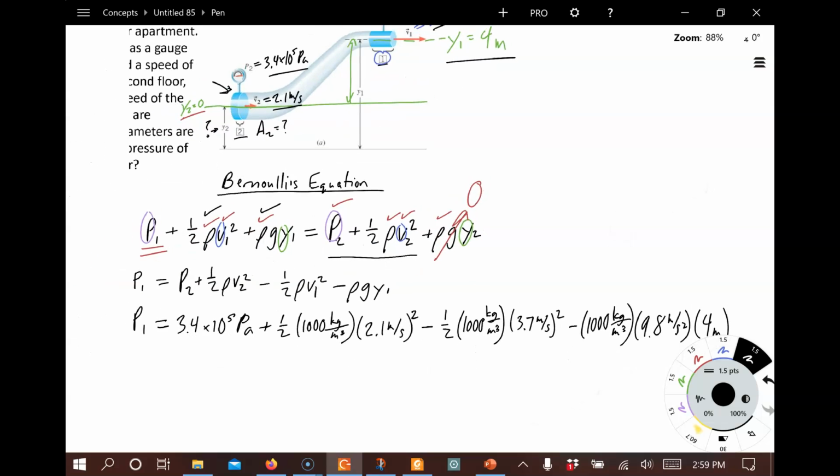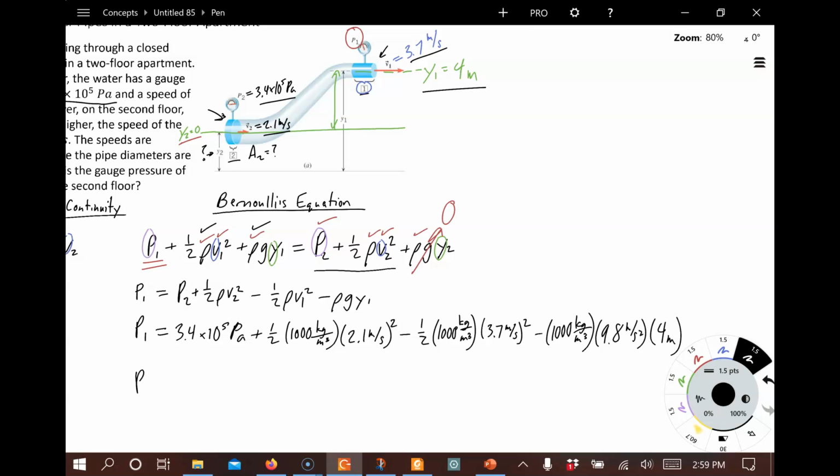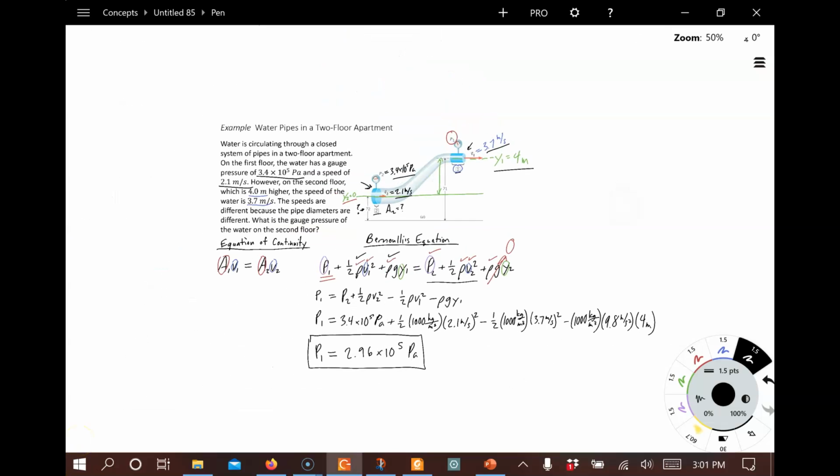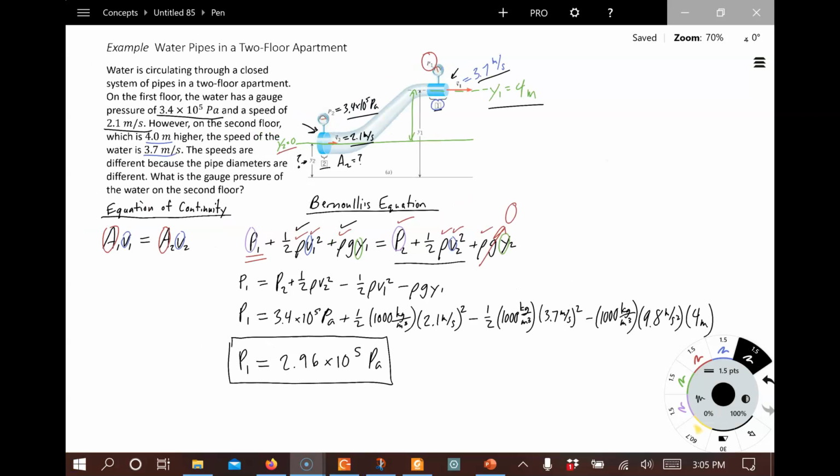Putting all those numbers in, we are going to go ahead and get an answer for the pressure at the top. That is equal to 2.96 times 10 to the 5th pascals. All right, let's analyze this result for a second here. So the pressure down at the lower story, 3.4 times 10 to the 5th pascals, is greater than the pressure here, 2.96 over at the top story.